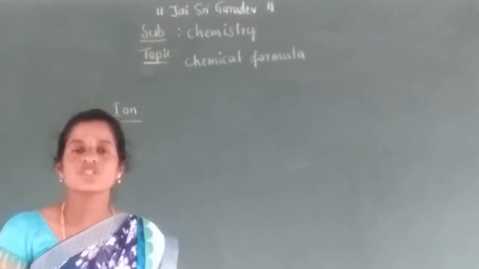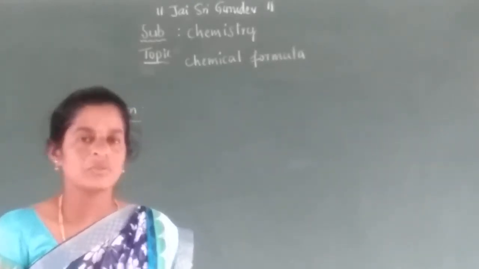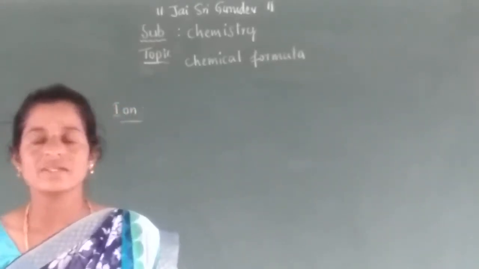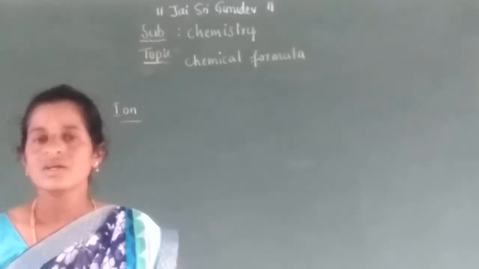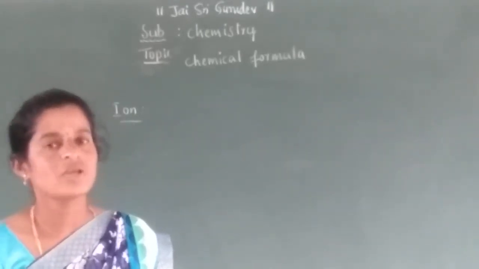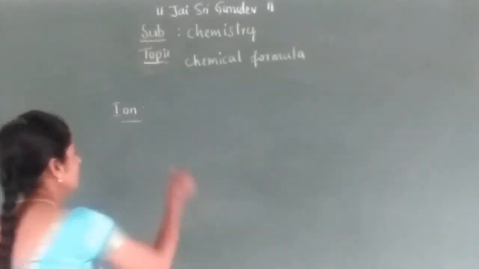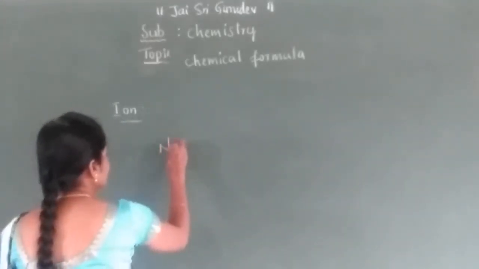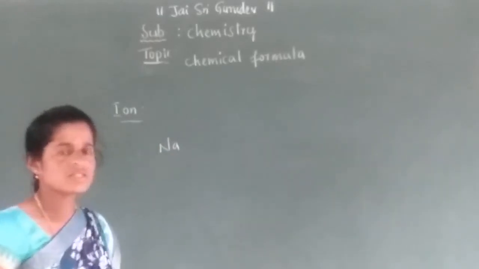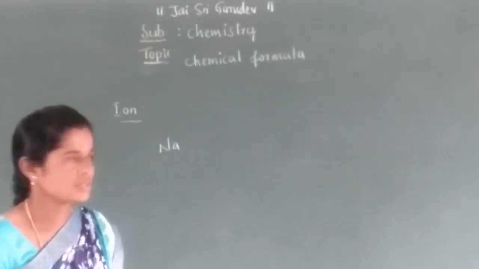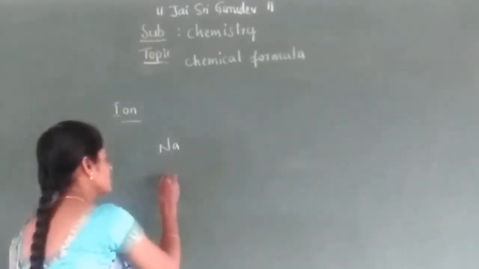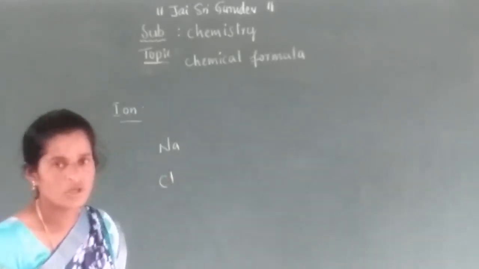An ion is an electrically charged particle. It may be formed just by adding an electron or by removing an electron from a neutral atom, and we can get the ion. So for example, we have Na. Na is a metal, so if it is a metal, we already know. And one more, it is chlorine. Chlorine is a non-metal.